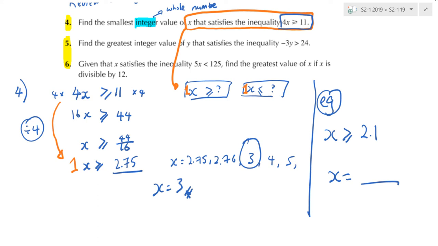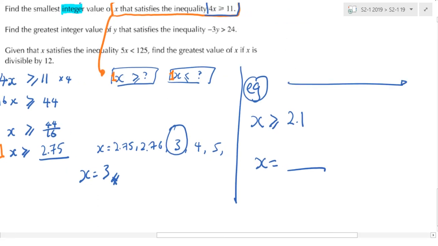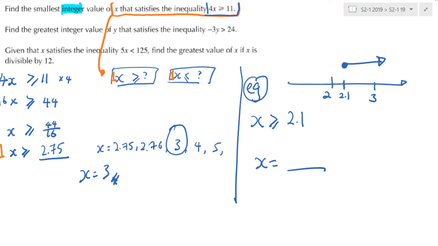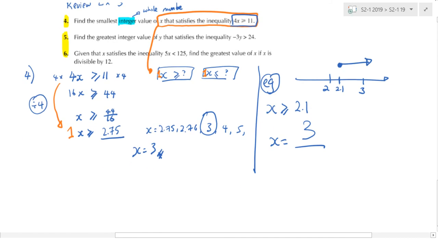Now, drawing a number line also helps. Drawing a number line, this is 2, this is 3. 2.1 is somewhere here. And I want more than this. Can I choose 2? Because it must be more than 2.1. So the closest number is still 3. Now, can you try question 5?